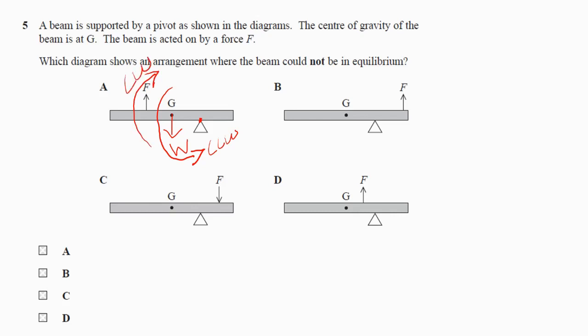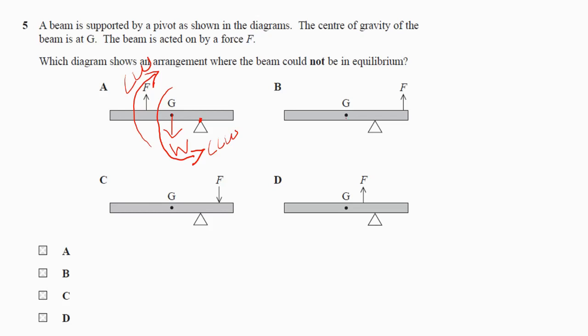So the moment due to the weight and the moment due to the applied force are opposite in direction, so it could be in equilibrium. If these two moments are equal in magnitude, then obviously, since their directions are opposite, the beam could be in equilibrium. Then what about the second condition?